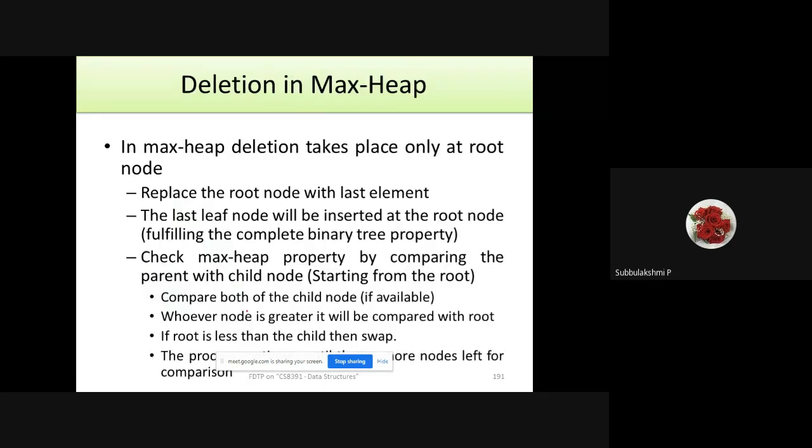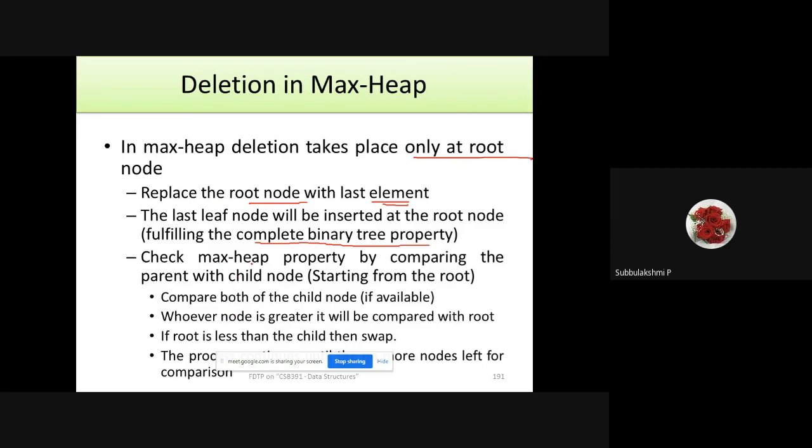And deletion, how does deletion happen? Deletion happens only at the root node. That's the principle here. Replace the root node with the last element. The last leaf node will be inserted at the root node, because we have to maintain the complete binary tree property, since we are deleting from the root.